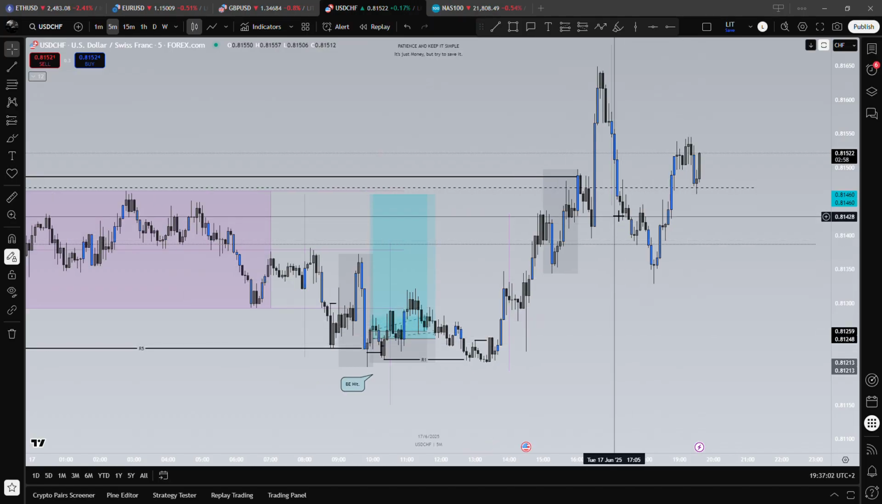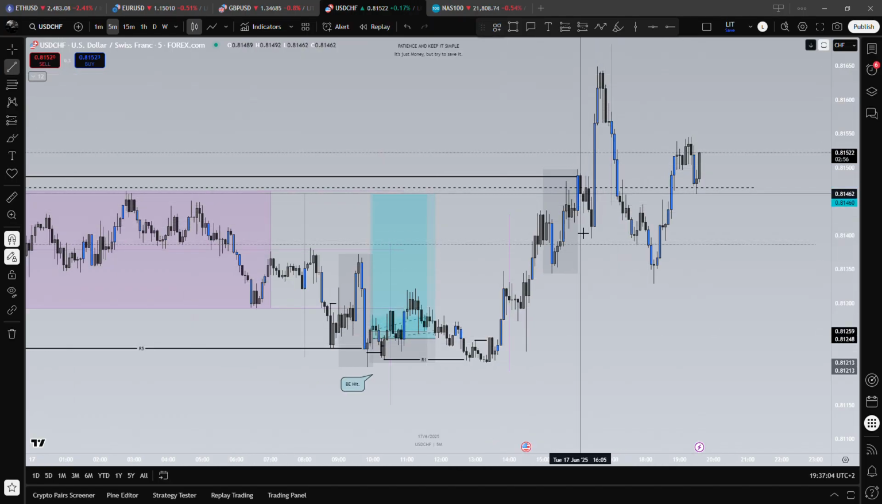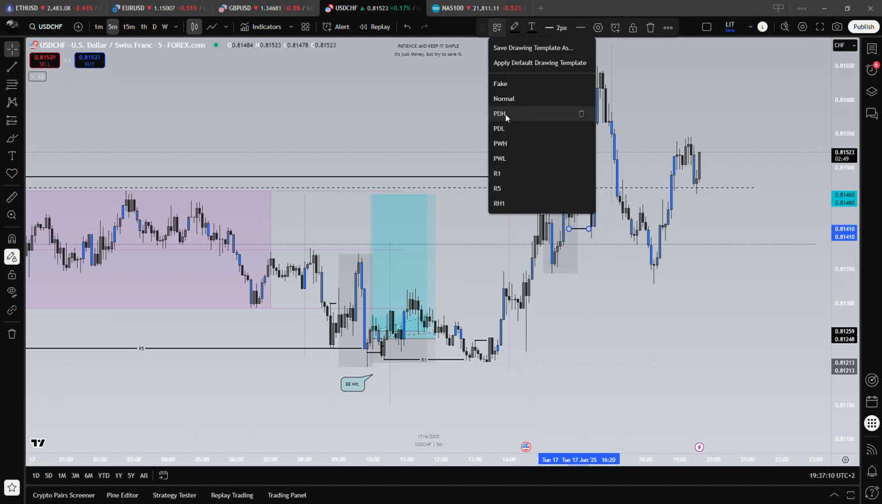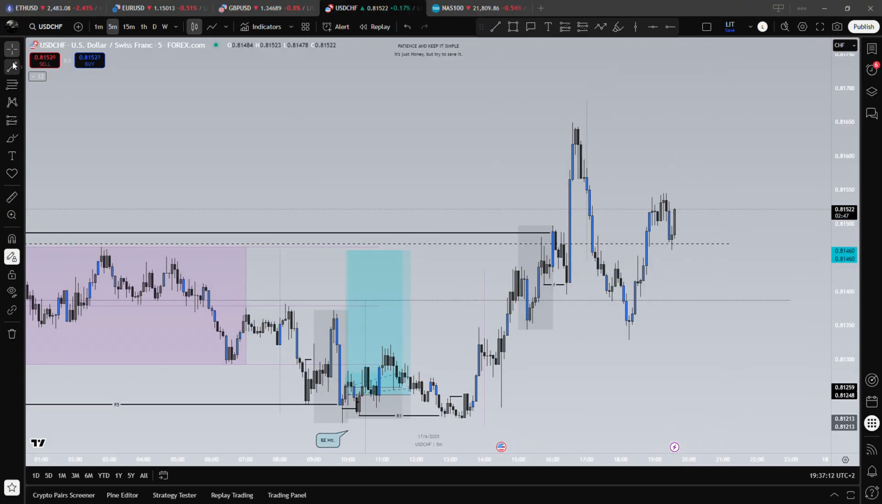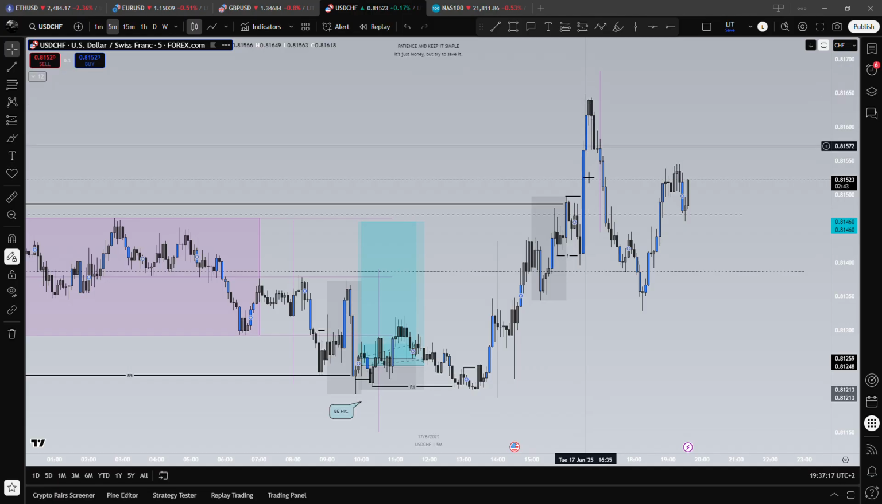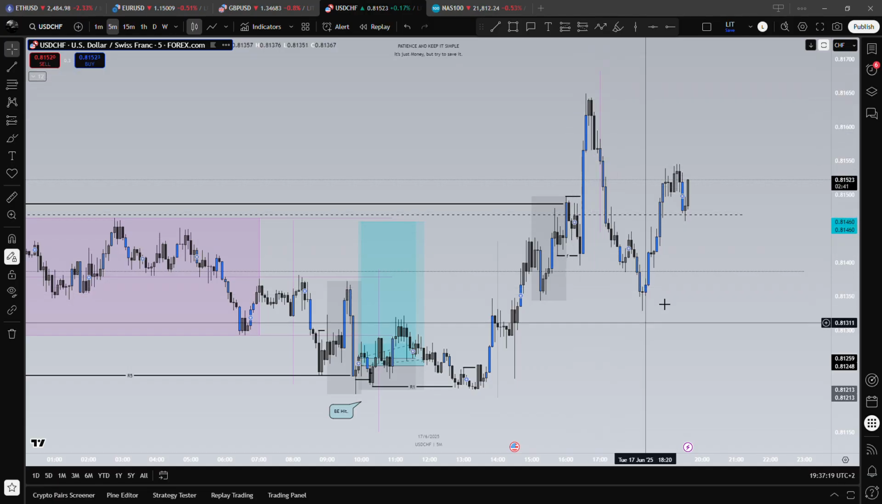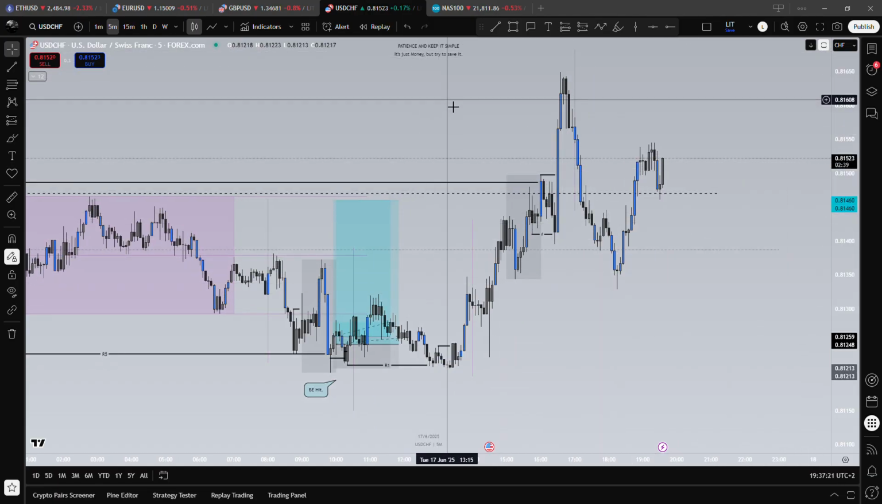Okay, and here we had this fake break here. This is just to induce early sellers and then break to the upside. Okay, so here we induce buyers, sellers are out, and then boom, movement to the downside.